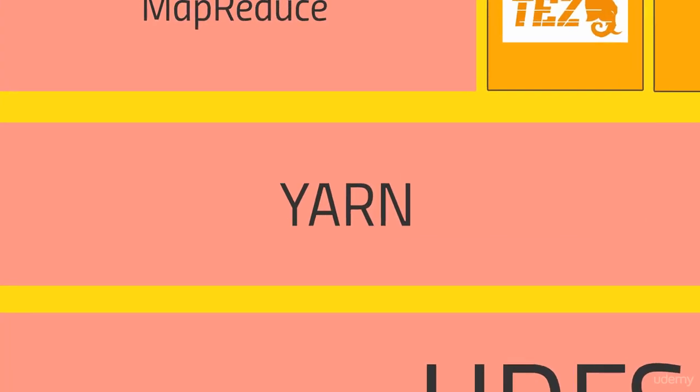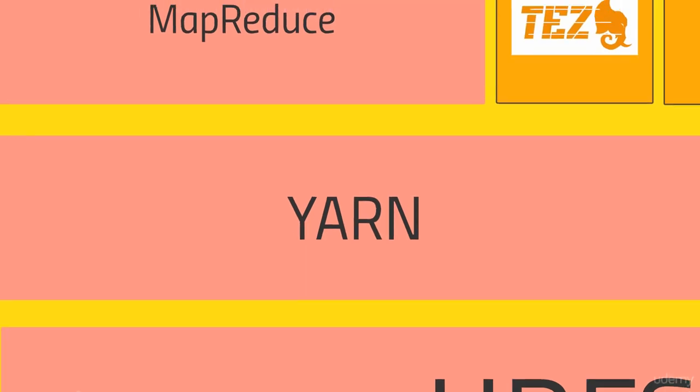Yarn, yet another resource negotiator, sits on top of HDFS. And like HDFS is managing the storage of your data, Yarn is managing the computation and the processing of your data. So it's responsible for figuring out which computers, which CPUs, which processes to actually use to process your data and using whatever framework you're using on top of it. So it figures out what gets run where, whereas HDFS figures out what gets stored where.